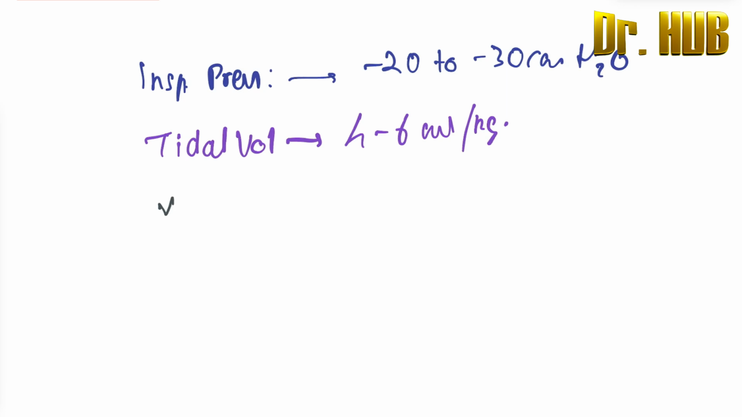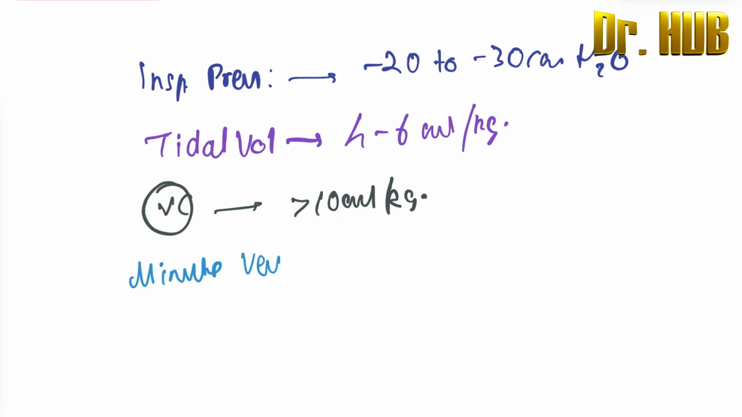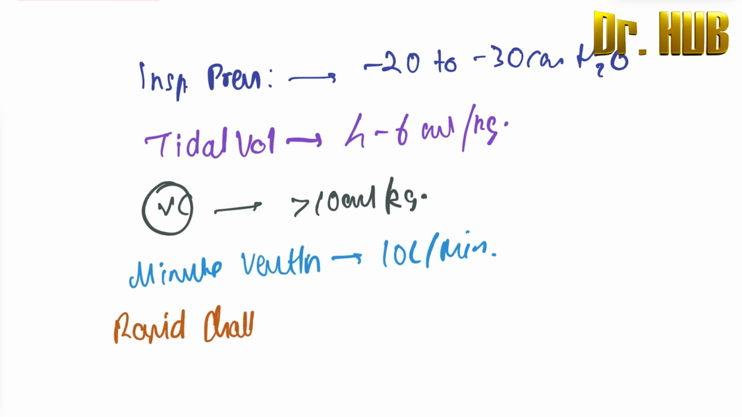Next we look at the VC. VC stands for the vital capacity. It will be greater than 10 ml per kg. Next is minute ventilation. So what is a minute ventilation? So minute ventilation is going to be 10 liter per minute. And rapid shallow breathing index. Rapid shallow breathing index will be less than 100.